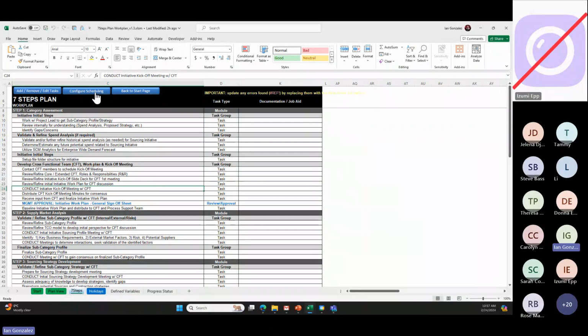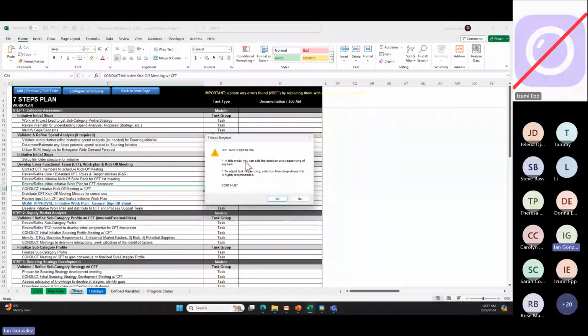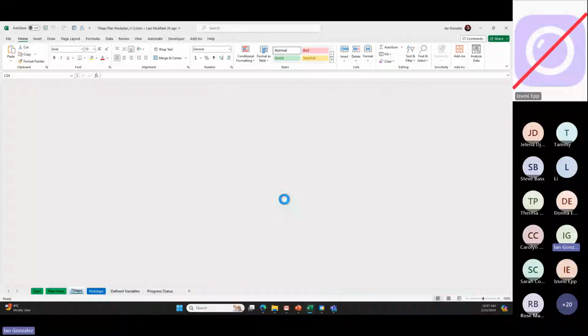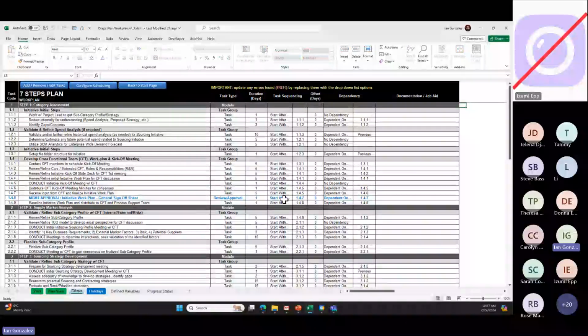If you click on configure scheduling, this is important. Okay, I'll click this now. In this mode, you can edit the duration, even the sequencing of all these tasks. To adjust task sequencing, select from the drop-down list. Selecting from the drop-down list is highly recommended. Continue. Okay, let's click it. Let the tool prepare the sheet. Because remember, this is a project plan. You have to define how long it takes to perform each of these tasks. The output of this will be a highly detailed Gantt chart you can print on large format on your wall.